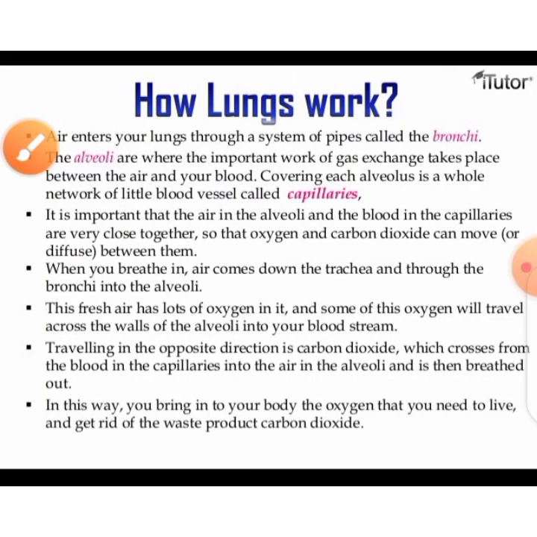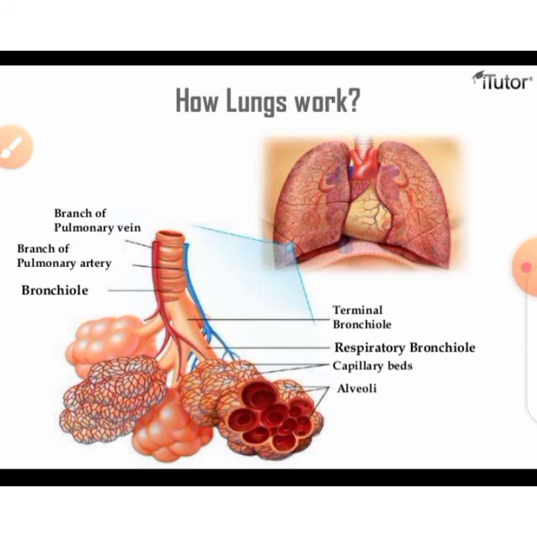So how the lungs work, just go through that yourself. This is a pictorial aspect of it. Okay, you can see a representation of the lungs here, which has the heart in it. You can see the heart here, and then this is the left lung, the right lung, the trachea, and this is the aorta here, and coming down are the bronchi and the alveoli. Here we have the terminal bronchioles, the respiratory bronchioles, the capillary beds, and the alveoli. While we have a branch of pulmonary veins, a branch of pulmonary arteries, we have the bronchioles.